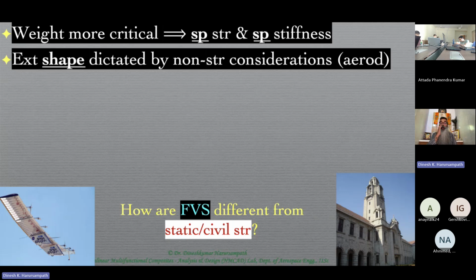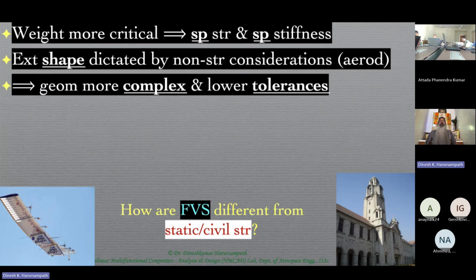So this is the second important difference that you need to keep in mind when you're talking of FVS as opposed to civilian structures. Is this clear, or do we have any questions or comments on this? We're good. Okay, good.